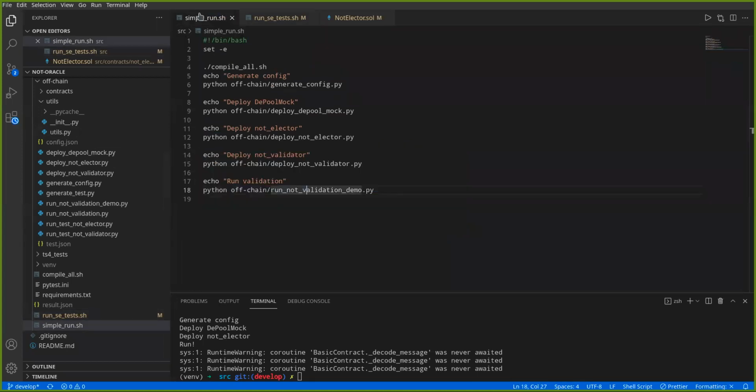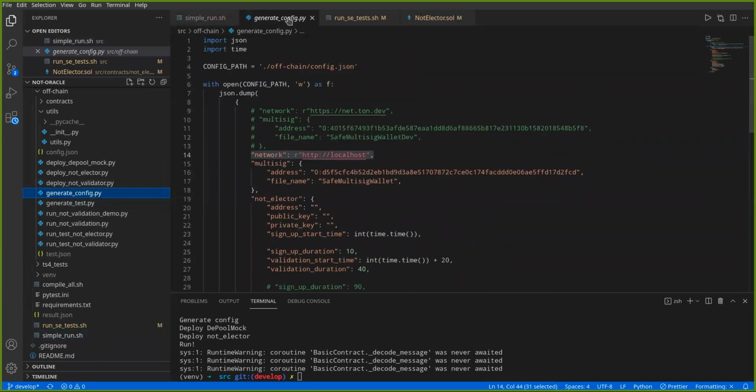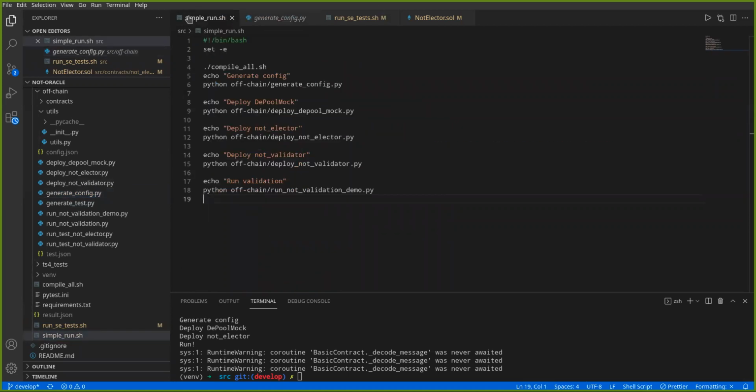Okay, and is simple run on chain or off chain? Both variants are on chain. Both variants can be deployed on any network you want. It can be tuned in the config, config.py. Here we have the network. Okay. Clear. Thank you.